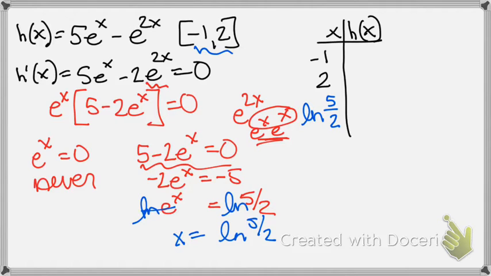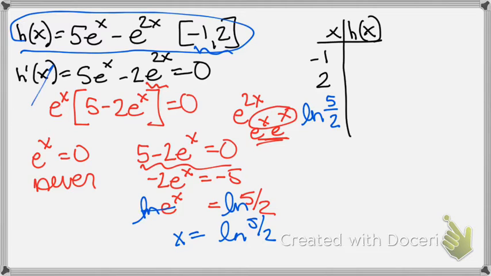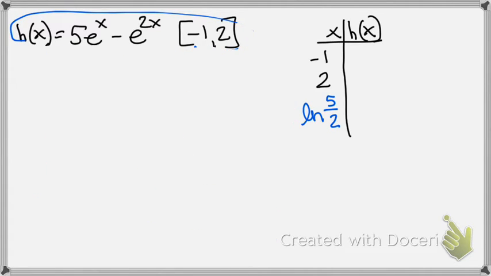Okay? Now, when you're plugging in, we're plugging into the original, so you don't need any of this stuff anymore. So, plugging in, let me plug in the natural log first. 5e to the natural log of 5/2, the e and the ln are going to undo each other. Minus e to the 2 times the natural log of 5/2. And I can see why you guys would struggle with this one.